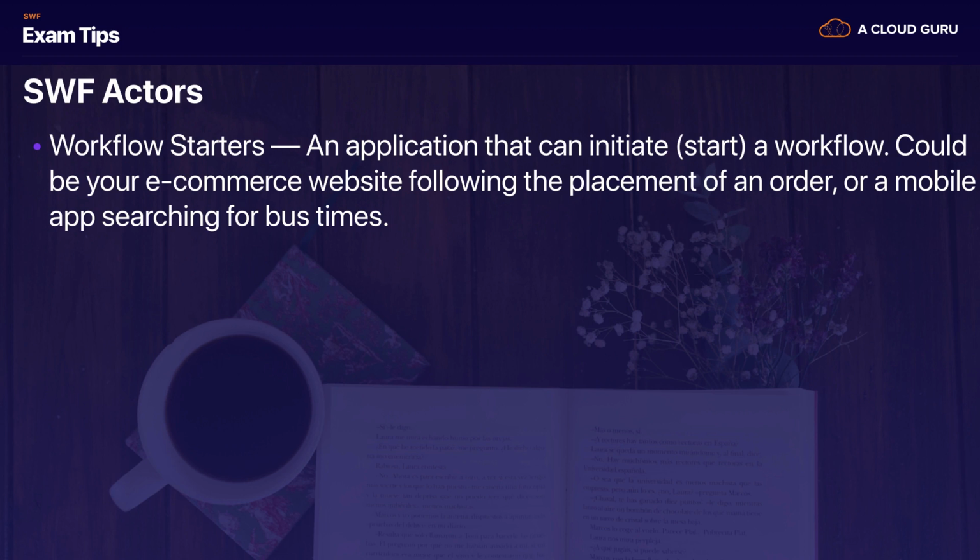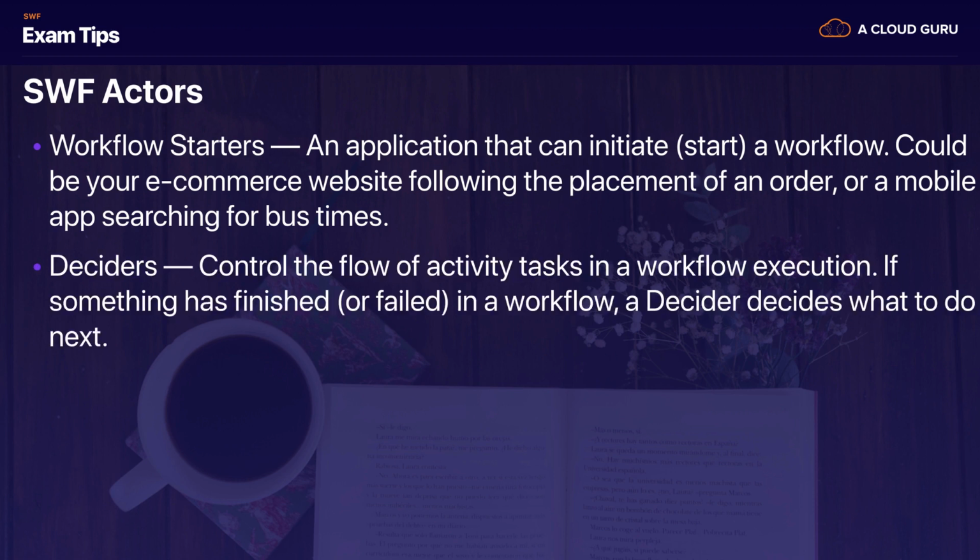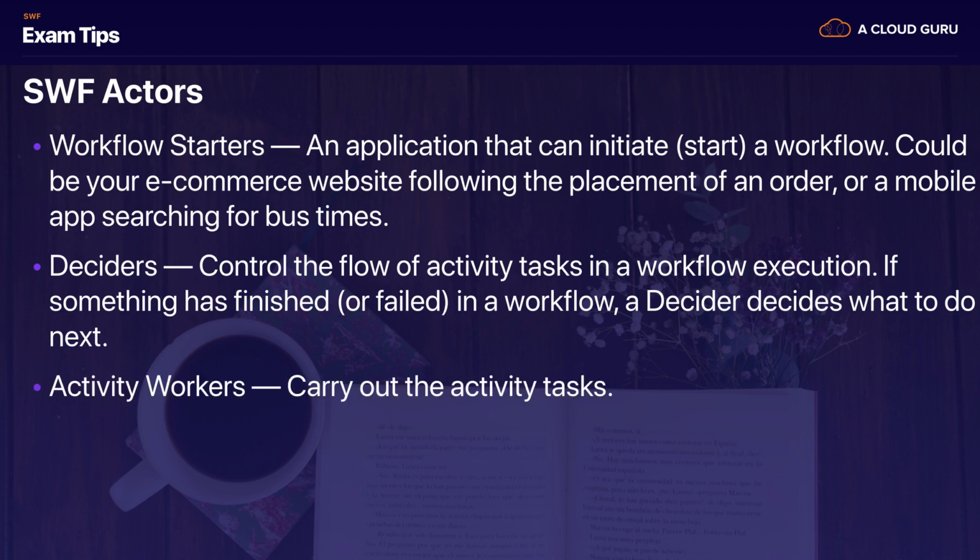We've got our workflow starters, and this is an application that can initiate or start a workflow. So maybe it's when you've ordered a book on Amazon.com. It could be your e-commerce website following the placement of an order, or a mobile app searching for bus times. And then you've got your deciders, and this basically controls the flow of the activity tasks in a workflow execution. If something is finished or failed in a workflow, a decider decides what to do next. And then you have your activity workers, and these are the workers that go in and carry out the activity tasks.